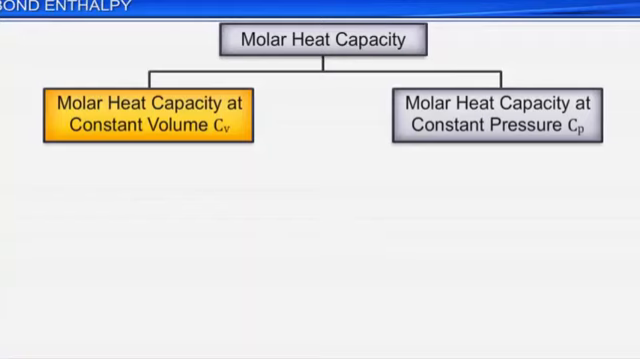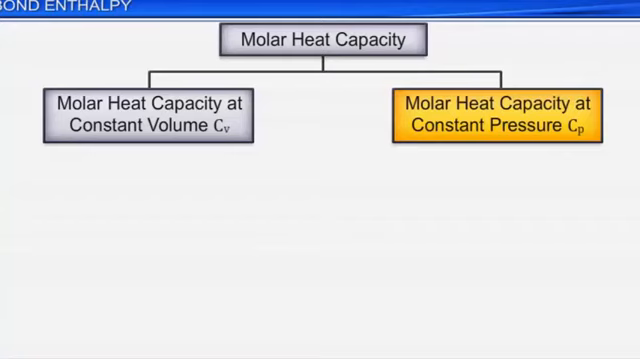Similarly, at constant pressure, heat Qp equals the product of heat capacity at constant pressure, Cp, and change in temperature, delta T. We have seen that at constant pressure the heat absorbed by the system is equal to the change in enthalpy. Hence, Cp into delta T can be written as equal to delta H.